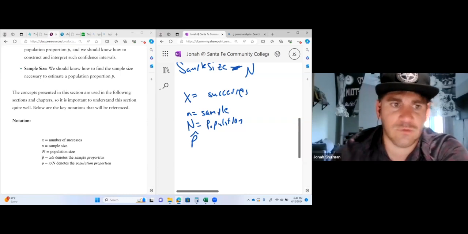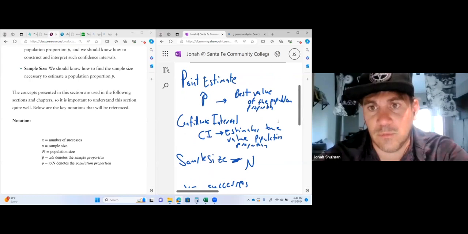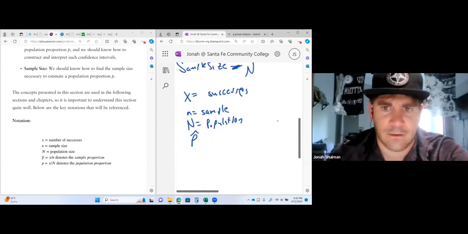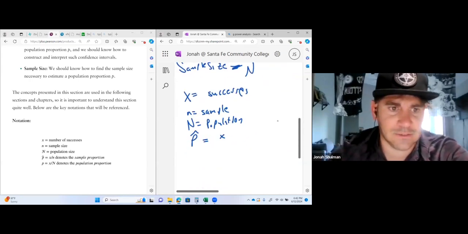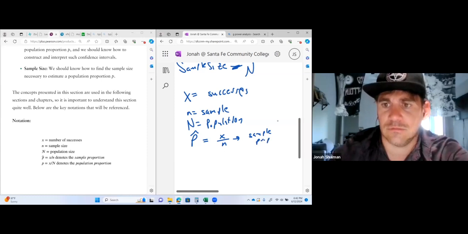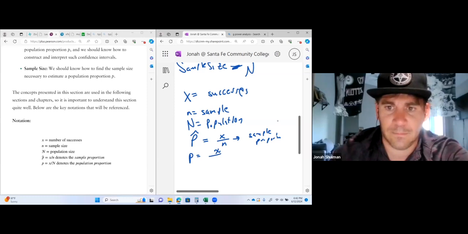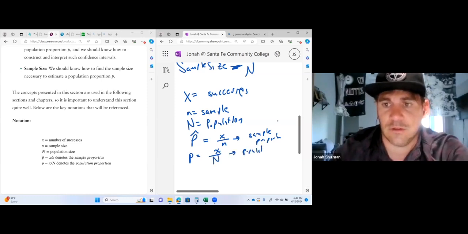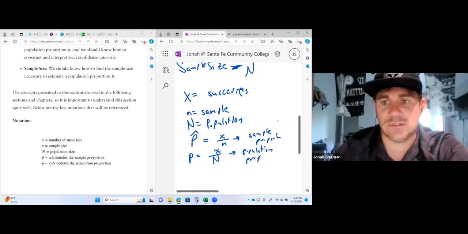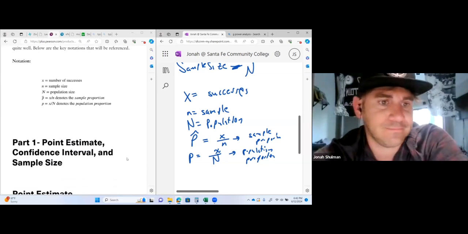This p with the hat on it, which we know is our what? In case you forgot already, the point estimate. We're going to find that by taking X, the successes, and putting it over n. So this is our point estimate for the sample proportion. And then our little p is X over big N, strange notation, and this is our population proportion. All right, so these notations are going to help us out a lot. And we're looking at probably some crazy formulas.